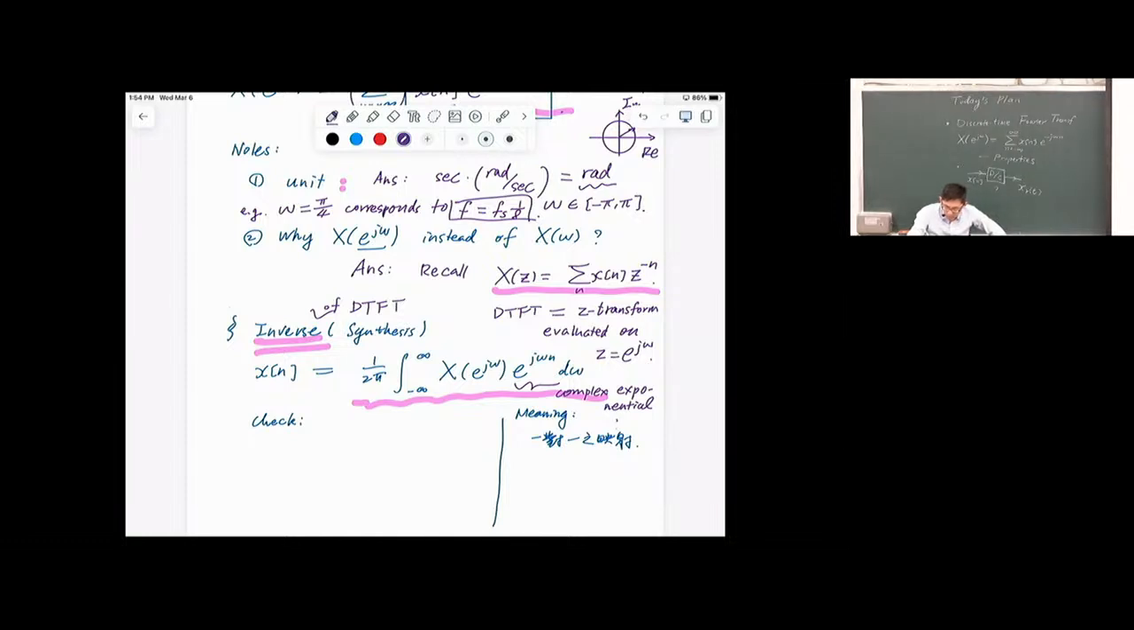So just by considering all the frequencies. Oh, I made a mistake again. Sorry, this should be from minus pi to pi. I made another mistake in different places. So if we consider all the frequencies, what are all the frequencies? That means taking an integral from minus pi to pi, considering all the frequencies and collecting everything.